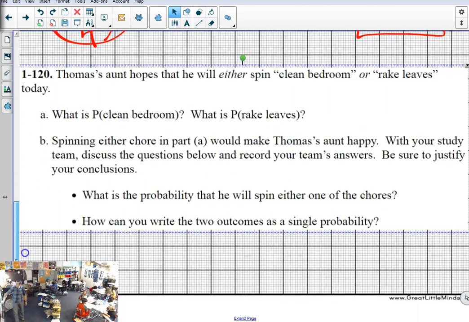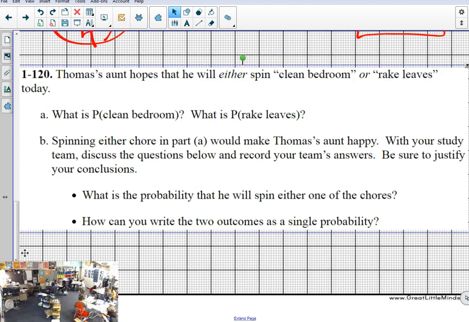Okay, so Thomas hopes that he will either spin clean bedrooms or rake leaves. What is P(clean room)? What is P(rake)? What is the probability times?